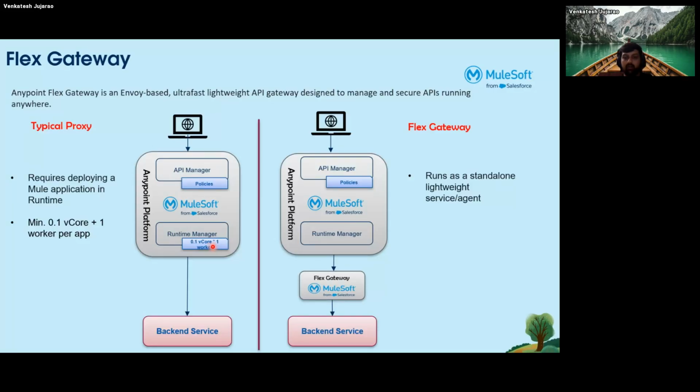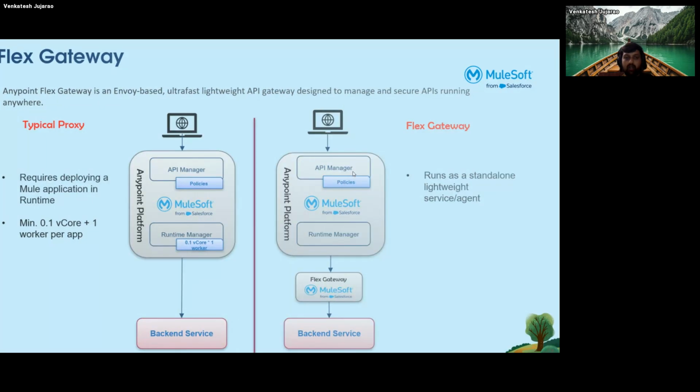On the other hand, if I use Flex Gateway on a single machine, it can run as a standalone service or agent, and I can use the same gateway to protect n backend services. It's not actually unlimited; there is a limitation based on the VM or the instance where we install Flex Gateway. But definitely we can protect multiple backend services with a single Flex Gateway. This is the key difference between a typical proxy and Flex Gateway. I hope this makes sense. Then we can use API Manager to protect our backend services.